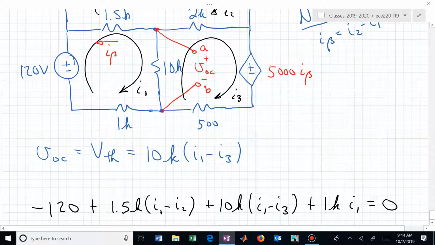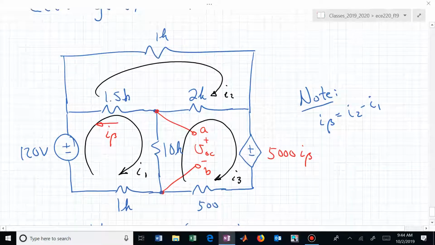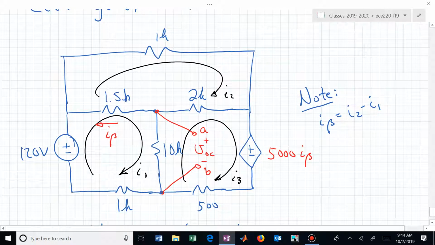How many of these am I trying to find? I have to write 3 of those because I have 3 unknown mesh currents. What about mesh 2? That's 1K I2 plus 2K times I2 minus I3 plus 1.5K times I2 minus I1. Those all get me back to the start, so that's equal to 0.